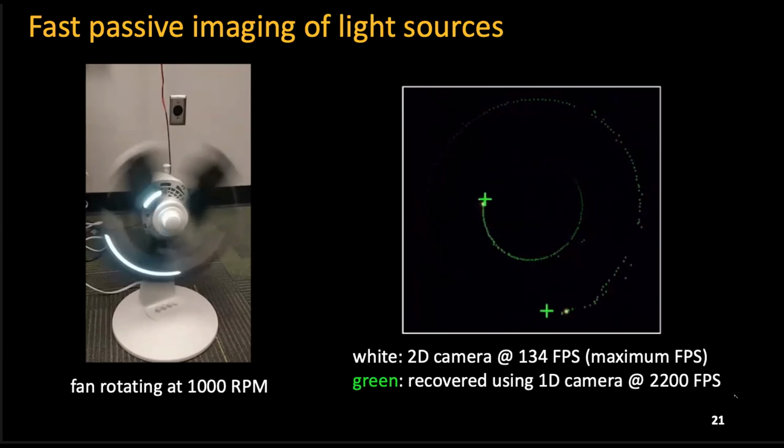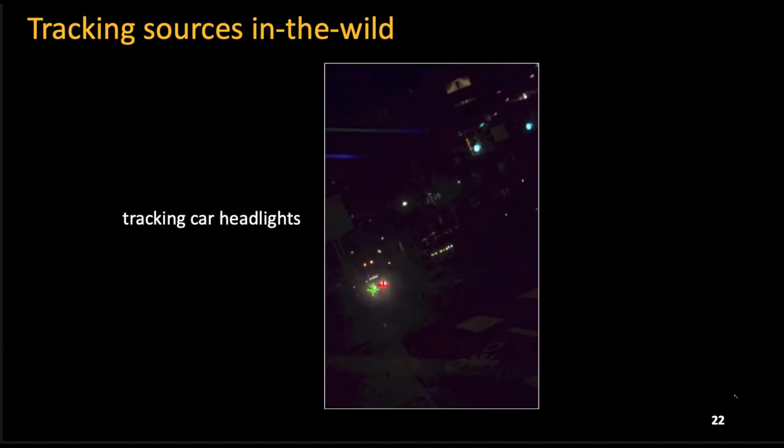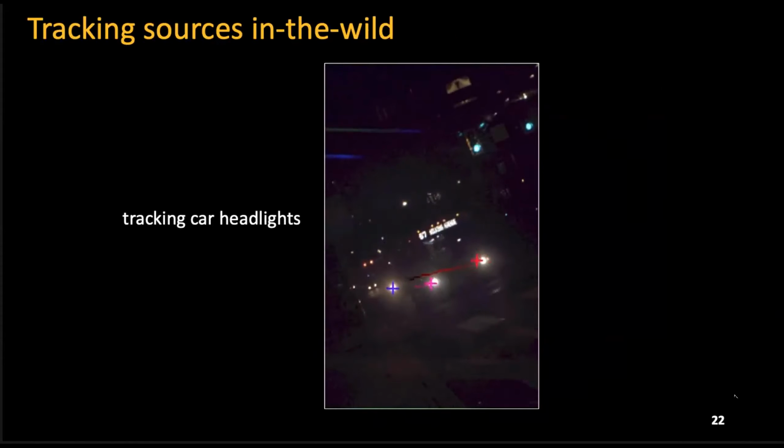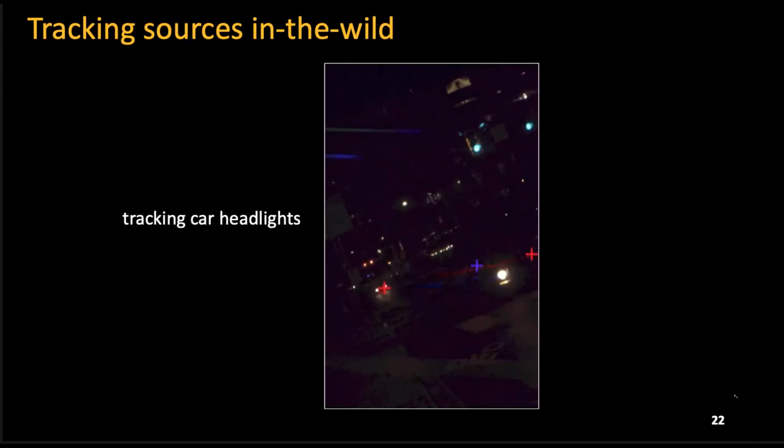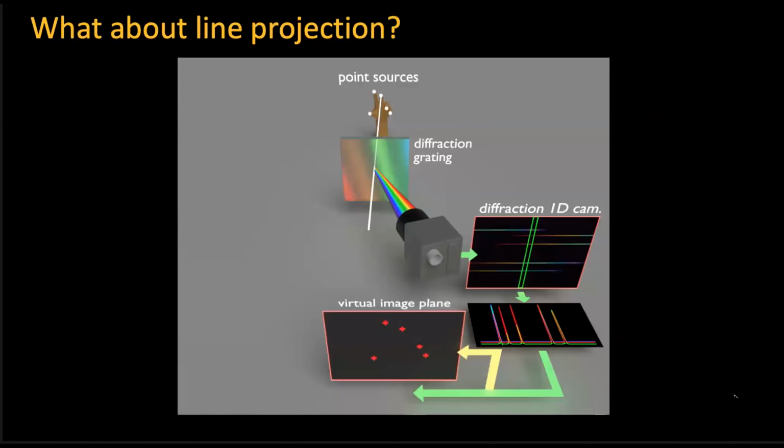And of course, you can put this outside. Again, it's a very low light situation, but you can track light sources at very high speed, all the cars coming at you. You could be driving at high speed and all the street lamps could be whizzing past you and you could be tracking all of them really well, right? Another thing that you could do with this is, instead of just thinking about point sources, you could also be thinking about line projection or line sources.